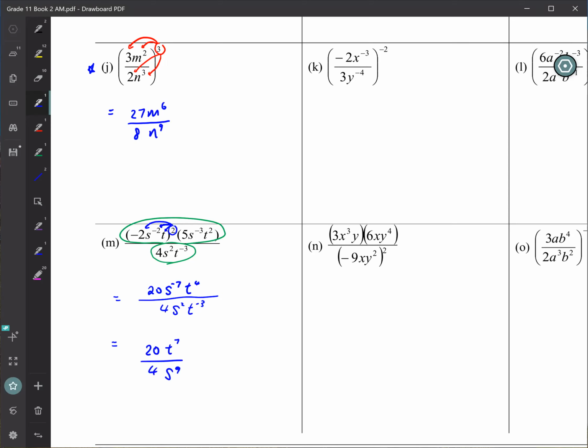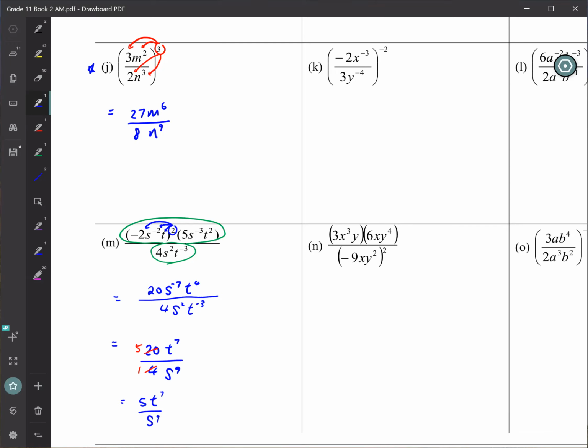Did anyone else get something more? Like one more step? Wait, it's actually 5 T7. Yeah, okay. There's no 4. 4 and 20 you can further simplify, right? So you've got to observe, see if we are done. Double check. So 5 will be on the top, 5T7 over S9. Okay, so -7 minus 2 gives you -9. -9 means the denominator will have S to the 9, right?